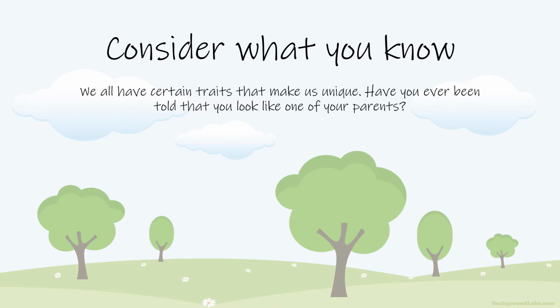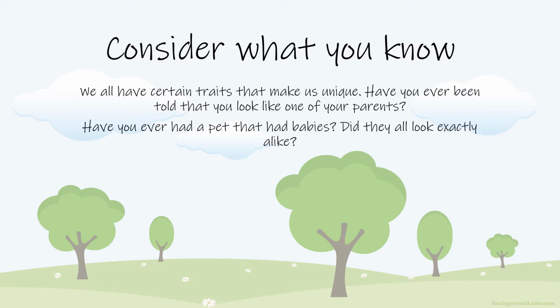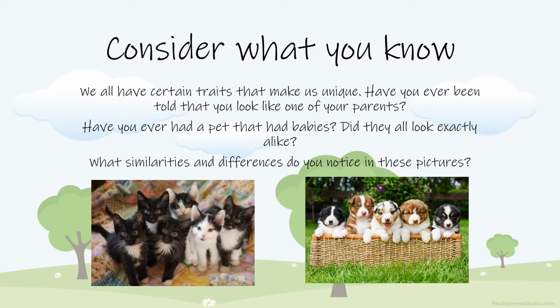Have you ever been told that you look like one of your parents? Have you ever had a pet that had babies? Did they all look exactly alike? What similarities and differences do you notice in these pictures? For this activity, you won't write anything down. I want you to work with a partner to brainstorm some of the similarities and differences you notice in these pictures. Think about the picture we just reviewed of all the children to guide your thinking. Similarities and differences exist in animals too.